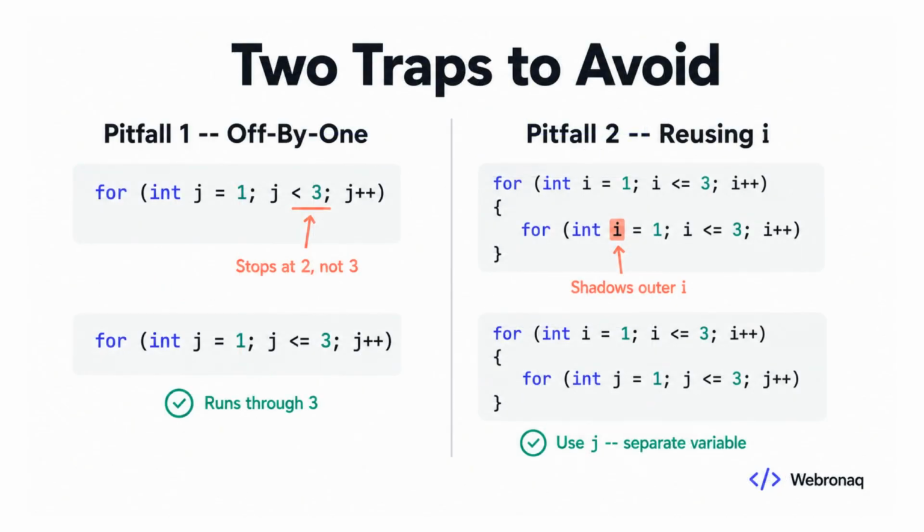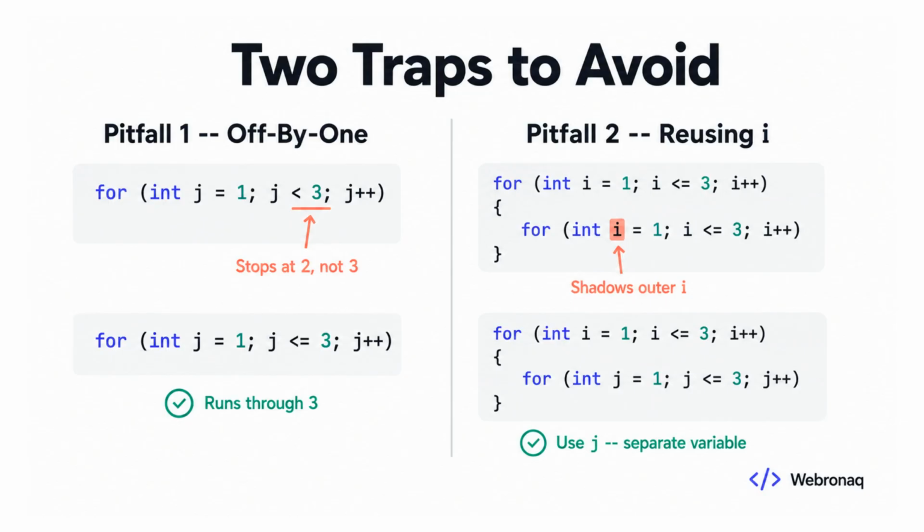Let me show you the 2 mistakes that trip people up most. The first is an off by 1 error. If you write j is less than 3 instead of j is less than or equal to 3, j only reaches 2, and your third column never prints. Always double check whether your condition should use less than or equal to, and trace 1 iteration mentally to confirm the last value actually executes.